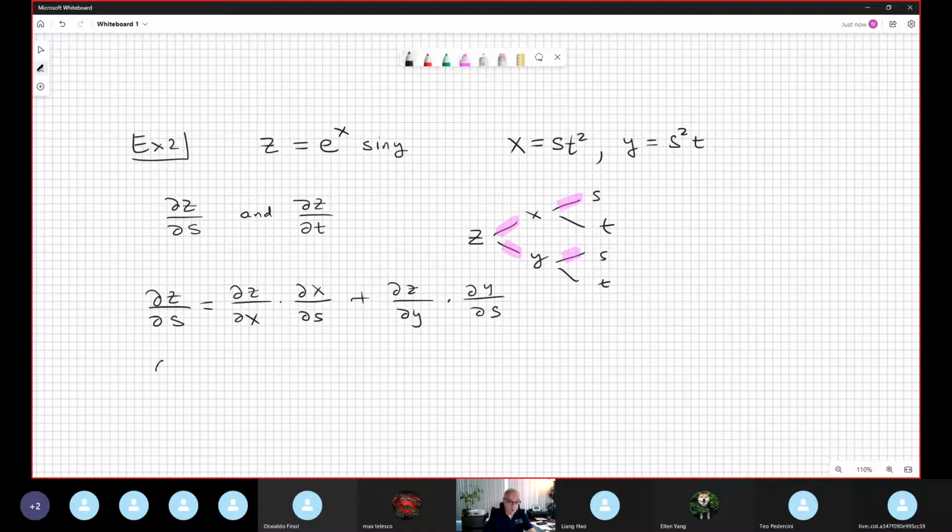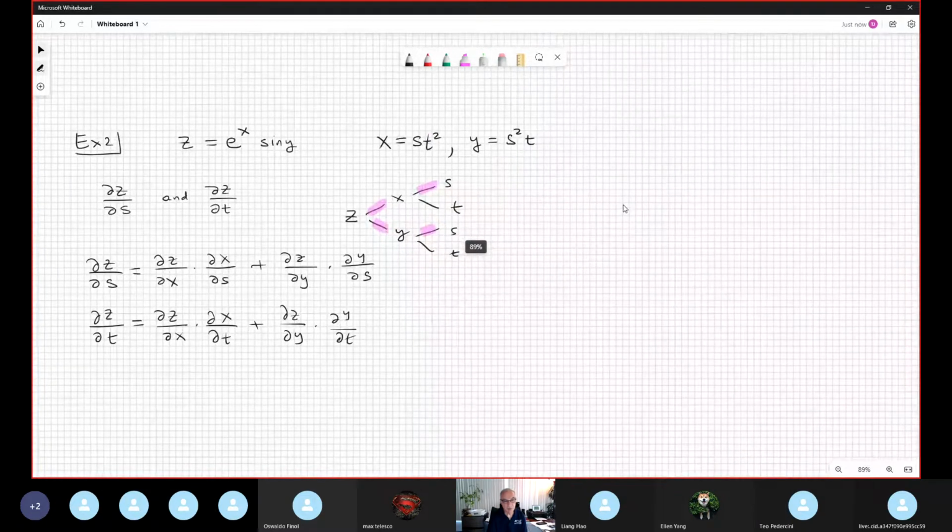Likewise, partial z with respect to t is partial z with respect to x, exactly the same as this, times partial x with respect to t, plus partial z with respect to y times partial y with respect to t. Okay, this is our formula, and the rest is super easy because you differentiate one by one separately, and finally you put everything together.